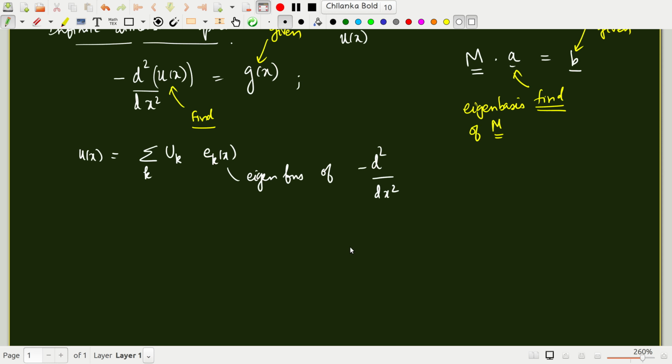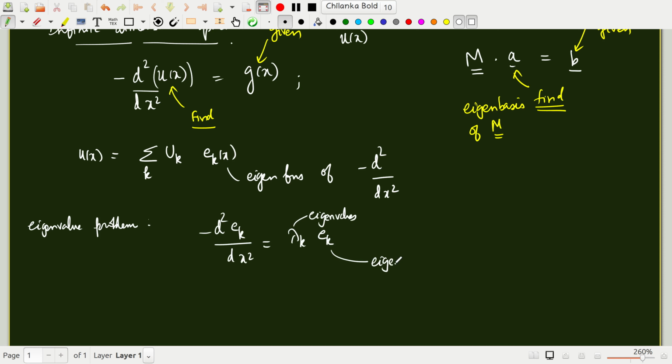How do we find these eigenfunctions? Well, you have to solve what is called the eigenvalue problem. What is the eigenvalue problem? It's minus d squared ek by dx squared equal to lambda k ek. These are the eigenvalues and these are the eigenfunctions. Any differential operator will need to be specified with boundary conditions.